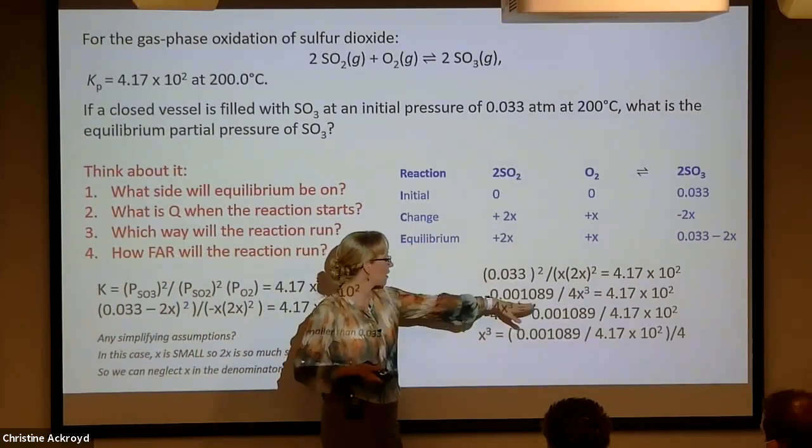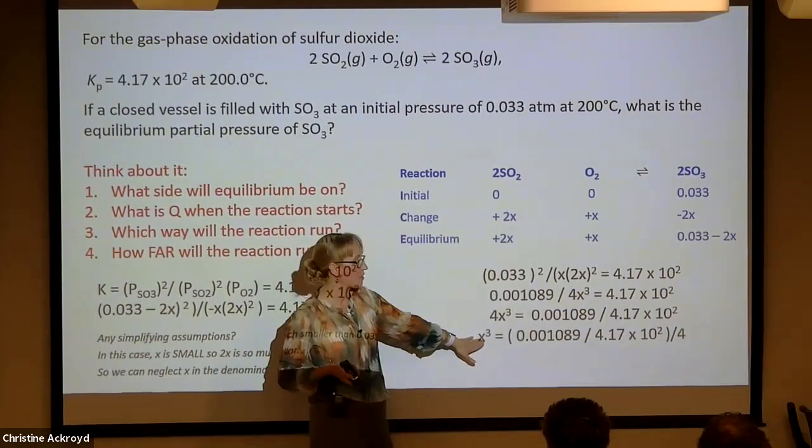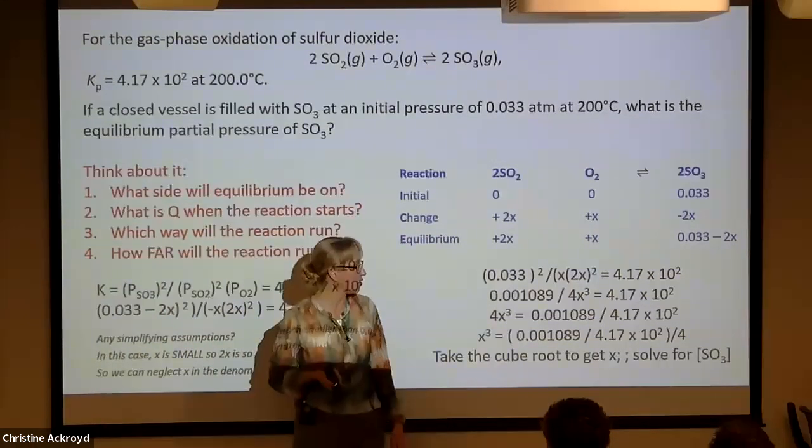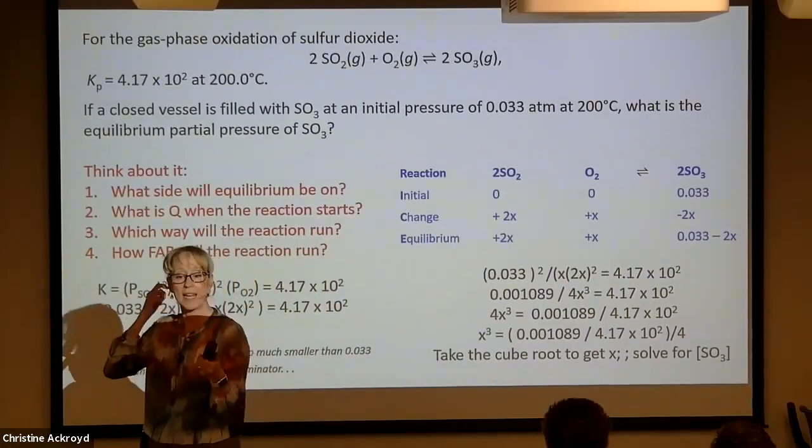So we get 4x cubed equals a bunch of numbers, x cubed equals that, take the cube root, and we get x. Once we get x, what does it tell us?